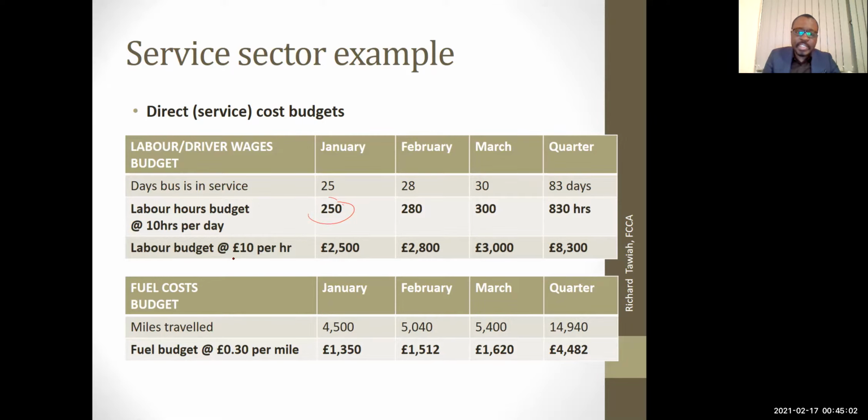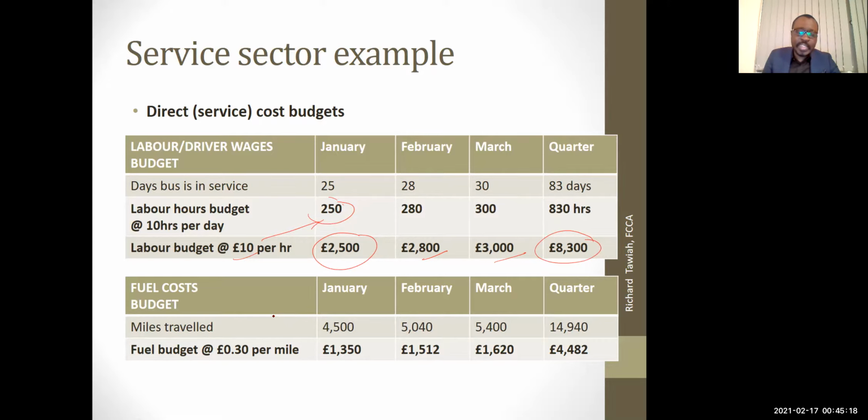If the labor cost is 10 per hour, as given in the question, then we simply get a total of 2,500 to incur in terms of labor cost for January. Do the same for February, do the same for March, and we get 8,300. Quite easy and straightforward, right?